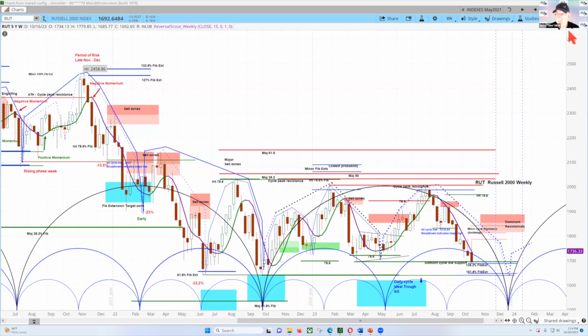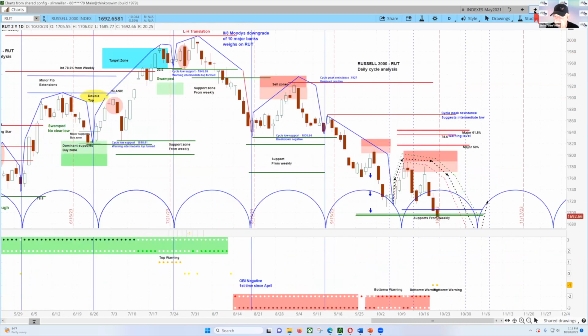So this is what the Russell looks like on the weekly, still quite negative. You could see this is where the reversal scout turned negative way up over here and told you the momentum was negative. Well, that was some fantastic information. Let's look at daily in here.